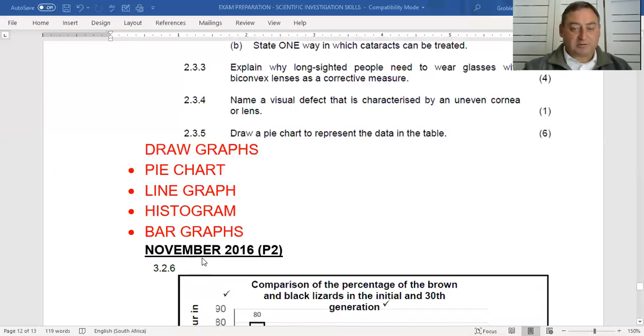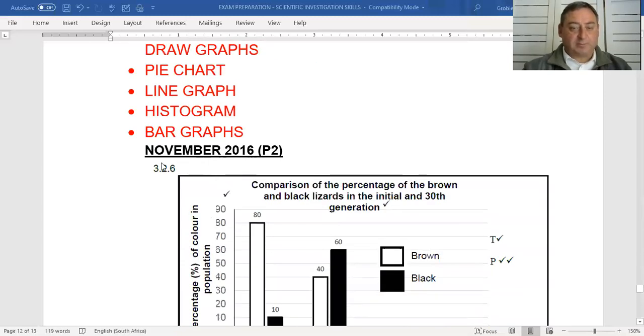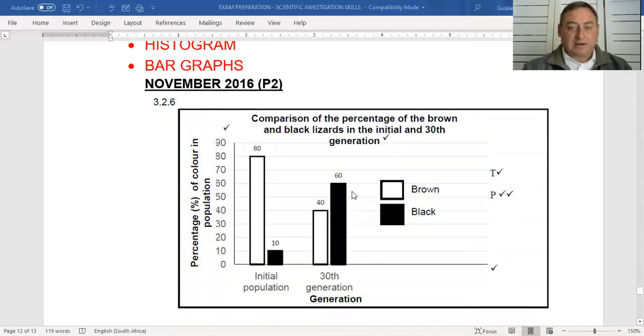How do we as markers mark? I've got here a paper 2 example from November 2016. Normally these graphs count 6 marks, and you will get graphs to interpret. You'll also get graphs to draw. Know how to draw all these graphs. We give a mark for the heading. That's 1 mark. And the heading must include both cause and effect. Something like: line graph indicating the effect of brightness of light on the size of the pupil.